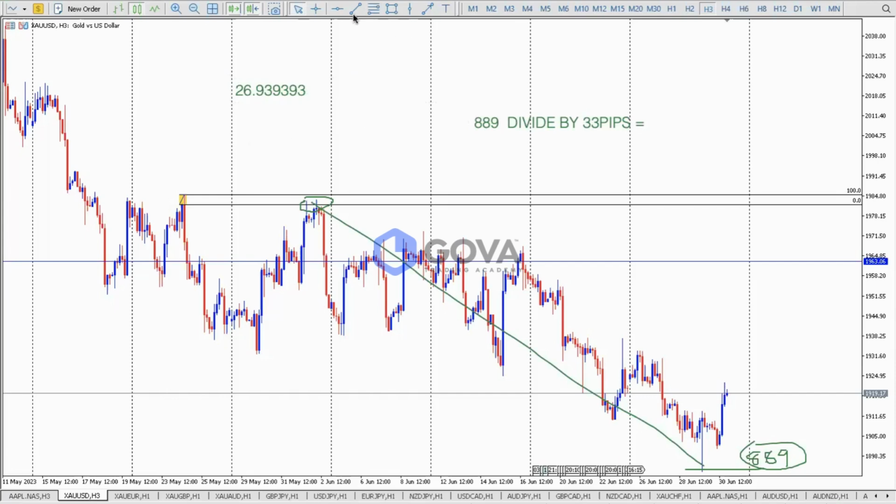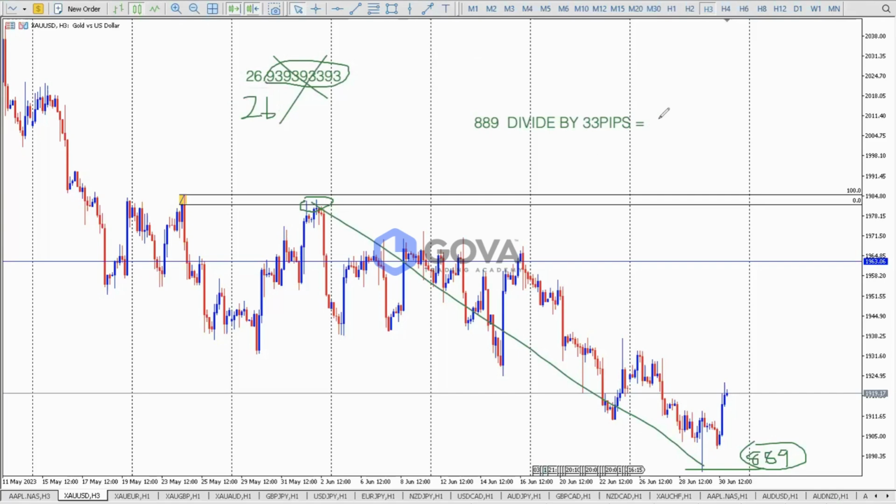Remember, if we were to approximate this 9, it is going to be 27, isn't it? But don't approximate anything. Make sure you leave it as 26.9393. Always throw this area out, from these dots, always throw it out. We don't need it. So what we have left is 26, isn't it?